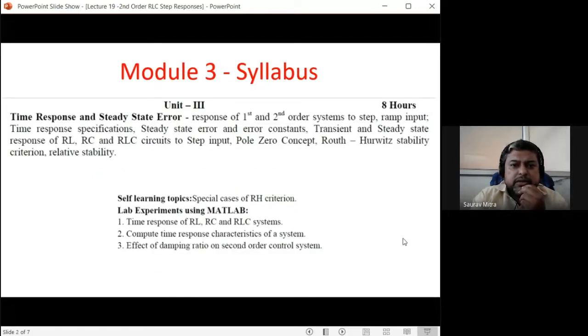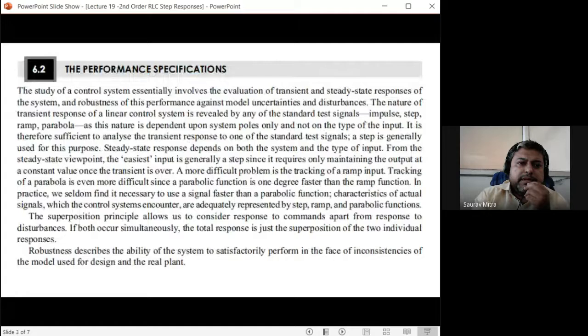This topic was told to you earlier, the performance specification. Now, a very brief note about why the second order RLC step response or transient response, which is the same thing. Impulse response is called the natural response, and the step response is called the transient response. We are getting both parts, the transient at the starting and the steady state for T very high.